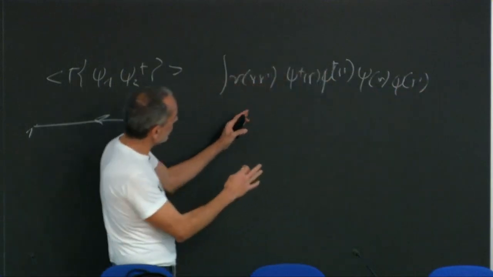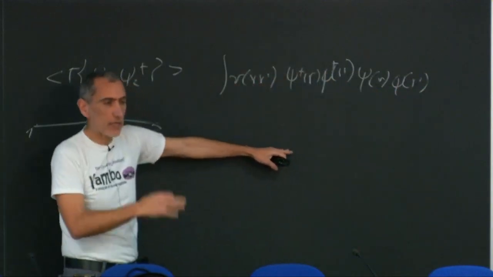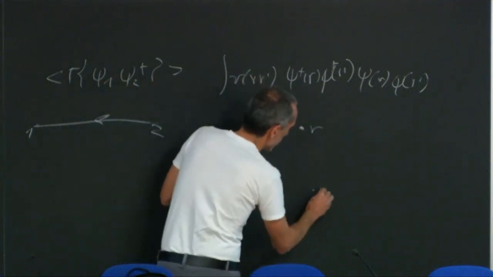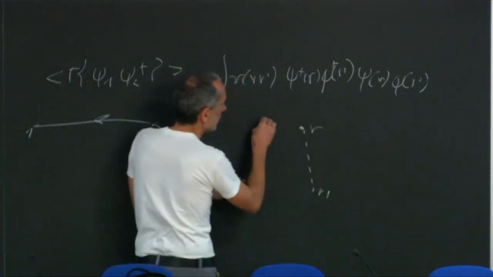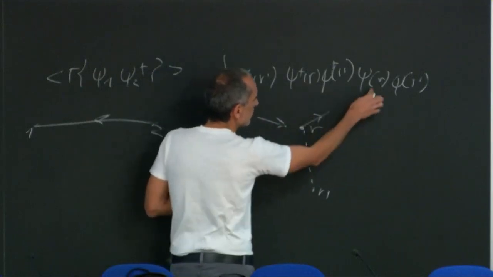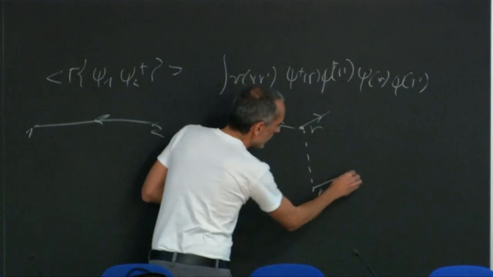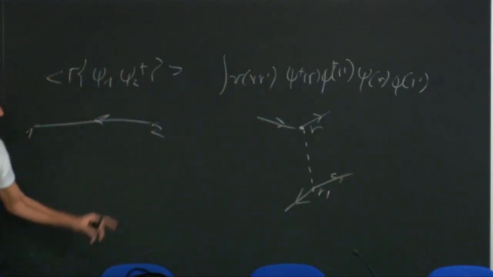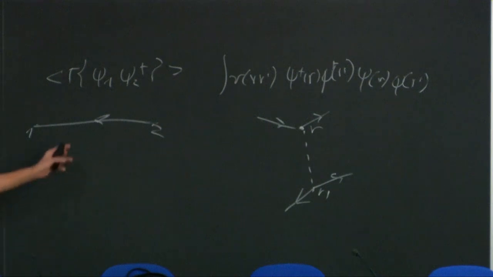Now, if you draw an interaction diagram for this, what do you get? You get something that is created in r, annihilated in r, created in r prime, annihilated in r prime. Great. Now this is the interaction. Now this is the free part, right?